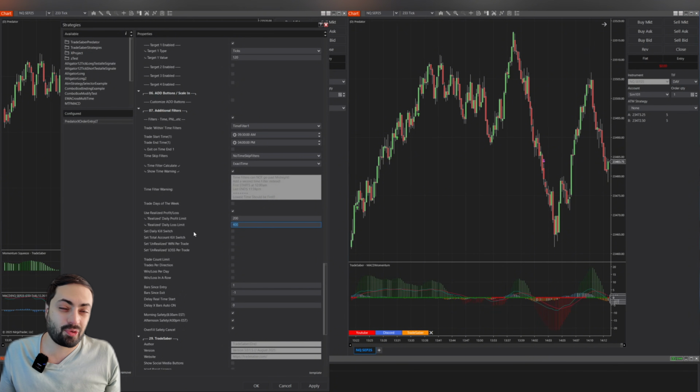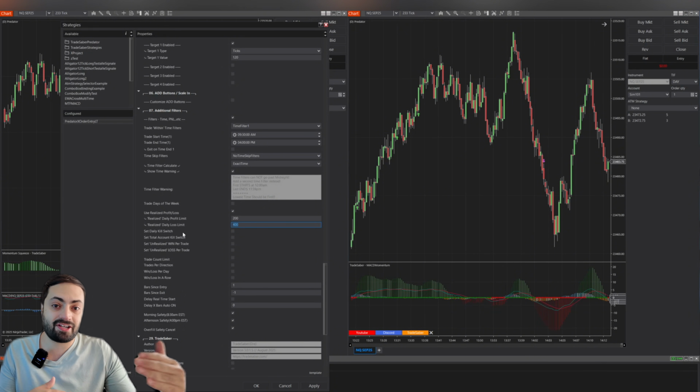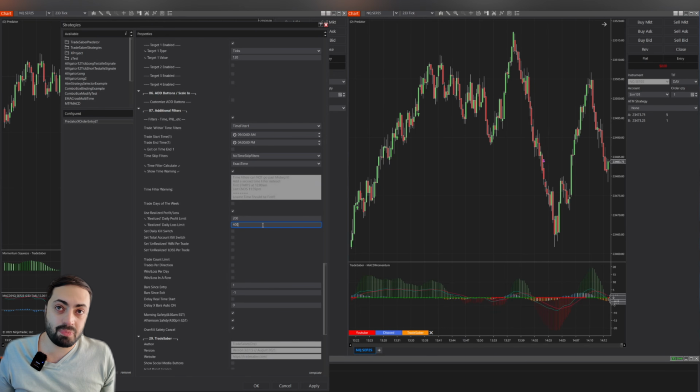But usually with the $400 loss, if you don't hit that full initial stop loss of 120 ticks, you should, in most cases, be able to take at least another trade. So basically, if I hit one loss, try again. Or if I hit one winner, we're good for the day. So once I reach either one of those, done for the day.